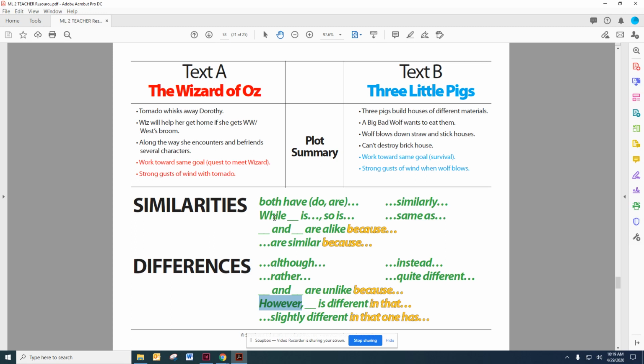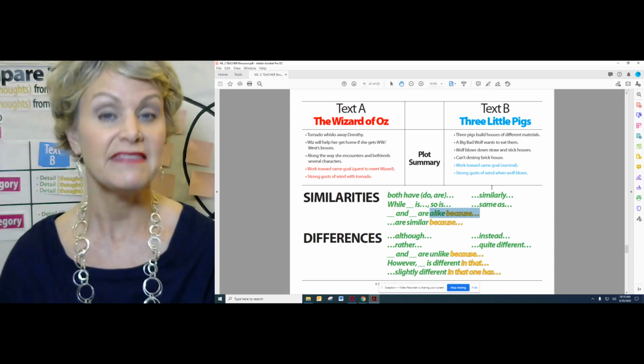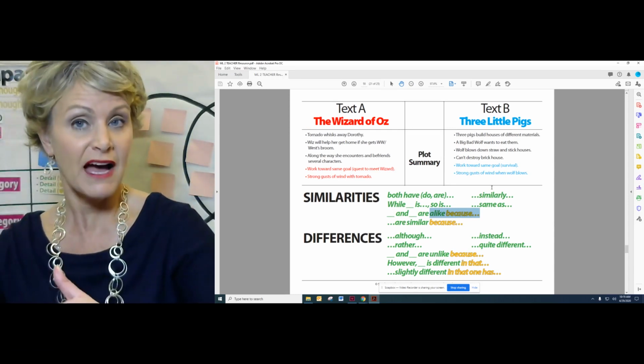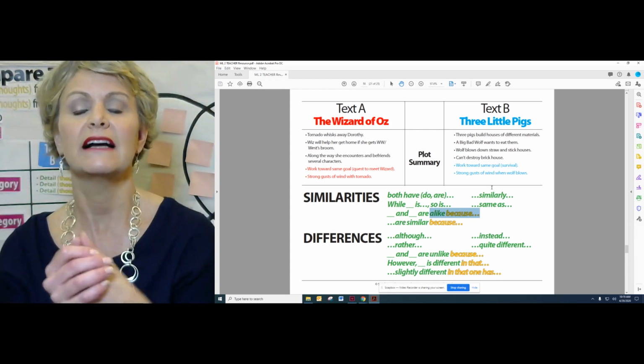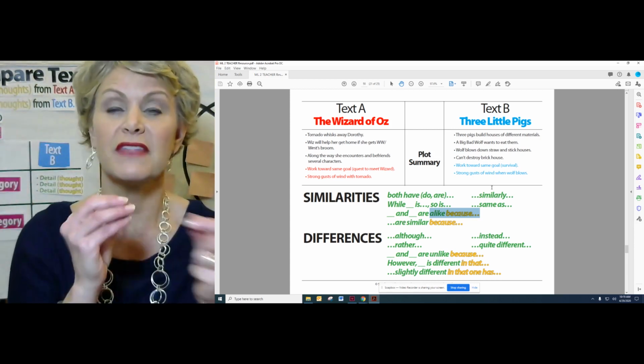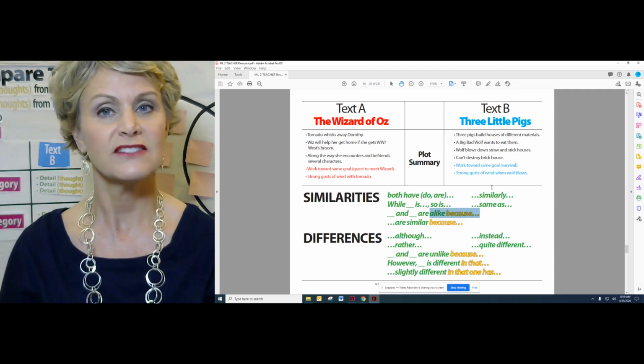Okay, let's try another similarity. In addition, the two texts, what? Are similar, okay, or are alike. How? Look at the second to last bullet. The main characters are working together to achieve a common goal. And then you could go on to say, in The Wizard of Oz, they're trying to get to the wizard, right? And they're on a quest, a journey. And Three Little Pigs are trying to escape the wolf. And so that idea of survival. Okay, see what we're doing here?